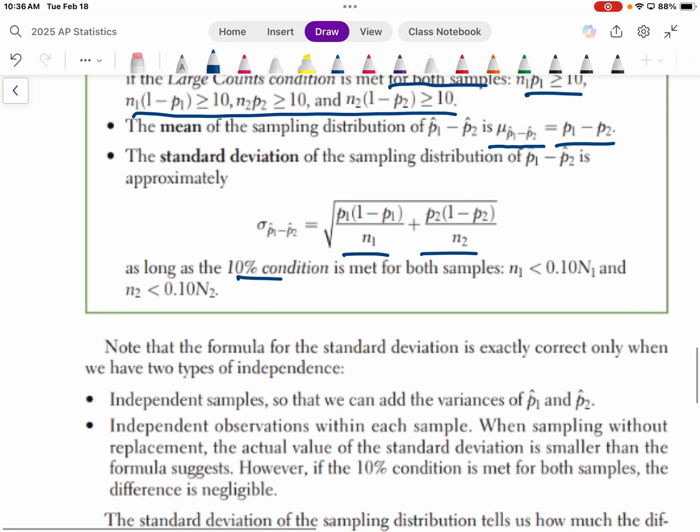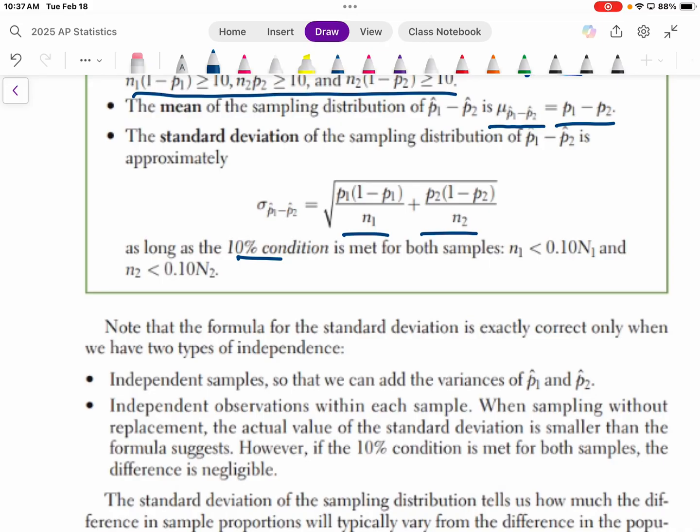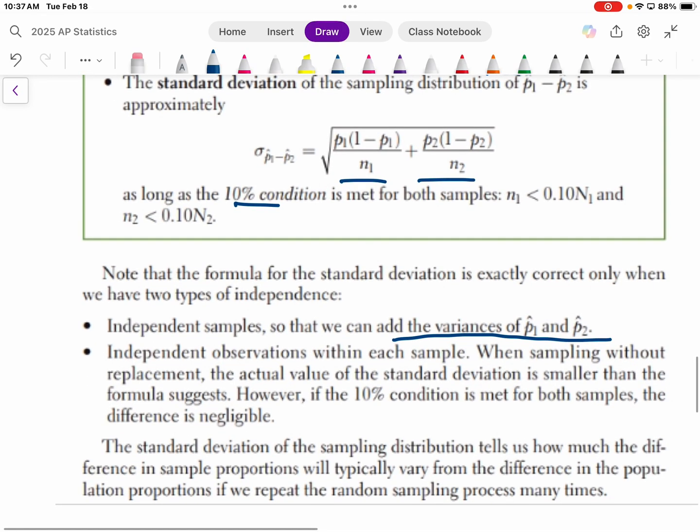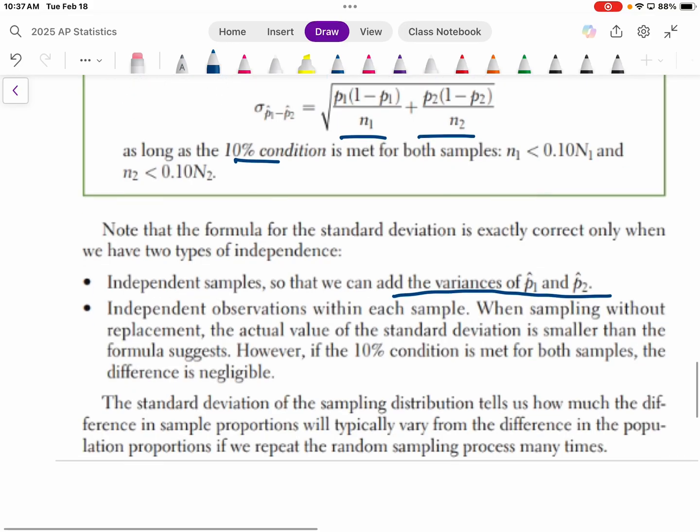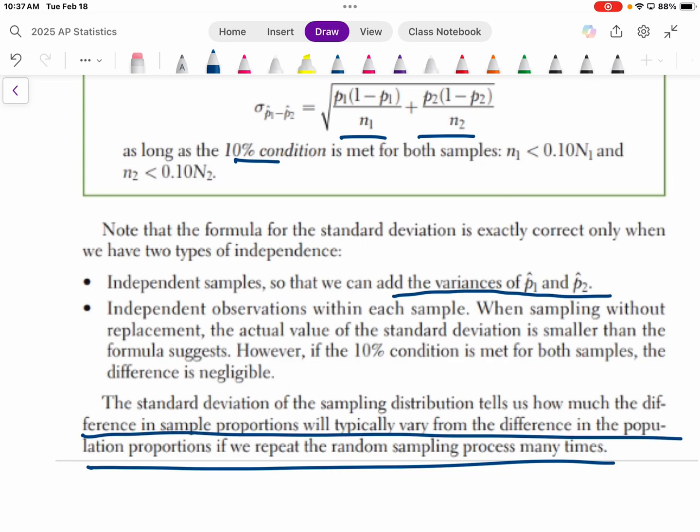Note that the formula for the standard deviation is exactly correct only when we have two types of independence. Independent samples, so that we can add the variances. Remember, we never just add standard deviations, we have to add the variances. And then independent observations within each sample. When sampling without replacement, the actual value of the standard deviation is smaller than the formula suggests. However, if the 10% condition is met, the difference is negligible. The standard deviation of the sampling distribution tells us how much the difference in sample proportions will typically vary from the difference in population proportions if we repeat this many, many times. So that's what it tells us.